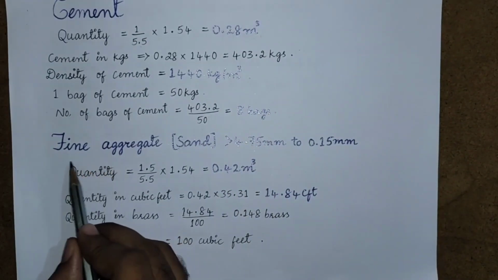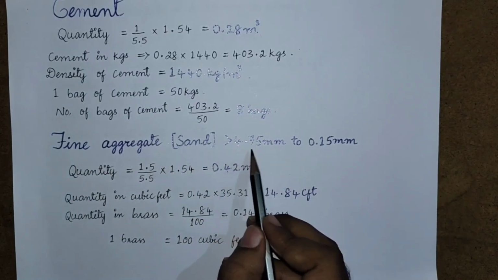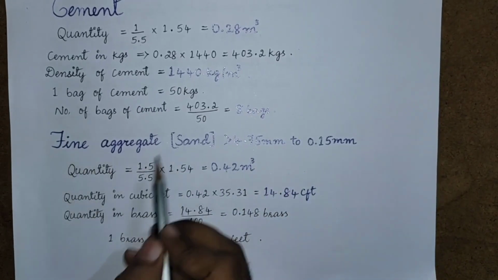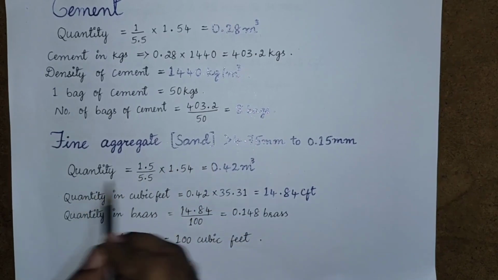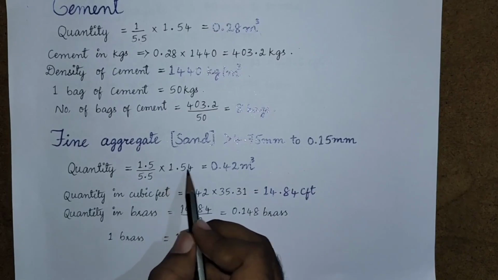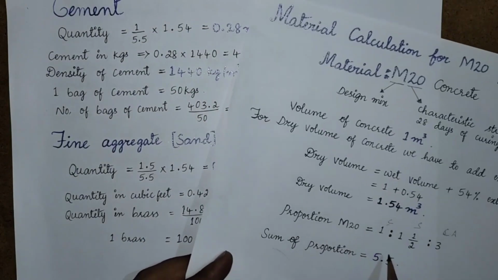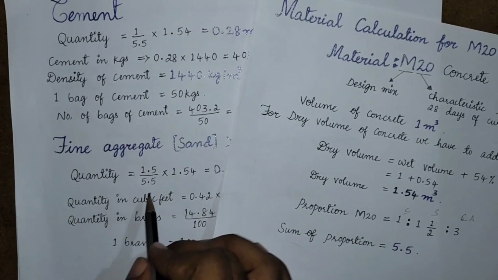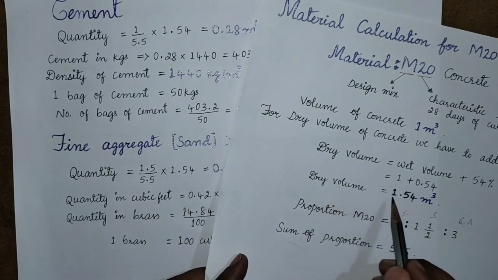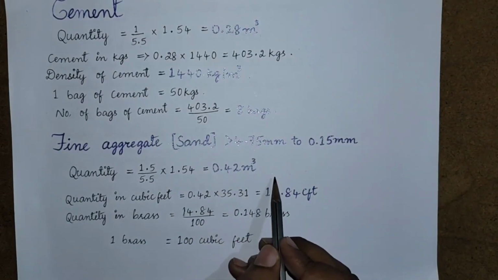Similarly, we have to calculate fine aggregate, sand. What is fine aggregate? The particle size which is less than 4.75 mm down to 0.15 mm is called fine aggregate. The quantity of fine aggregate is 1.5 divided by 5.5 multiplied by 1.54. What is 1.5? 1.5 is from the mix proportion. Then 5.5 is the sum of proportion, multiplied by the dry volume 1.54. So we get 0.42 meter cube of sand.